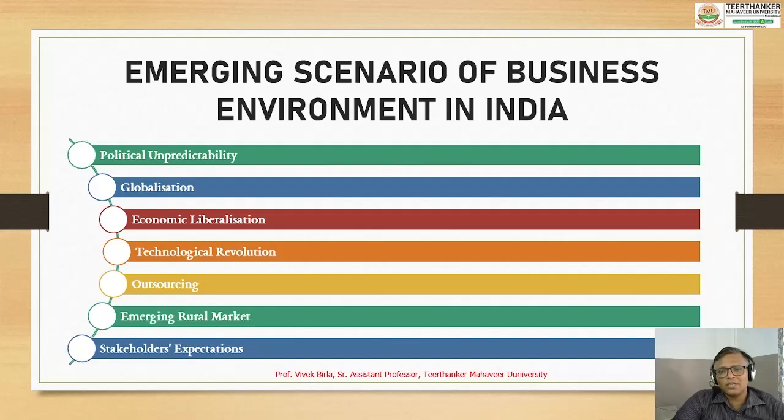The third one over here is economic liberalization. See, if I talk again about the history, economic liberalization represents the 1948 industrial policy. This policy was passed in April 1948, in which the Indian economy had a very regulated and controlled framework, because the majority of things were either owned by the government or had the government as the owner.